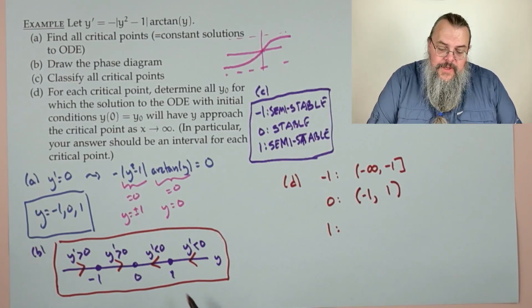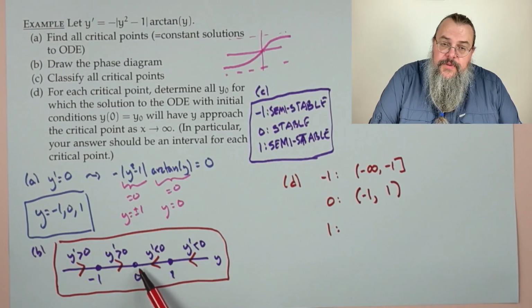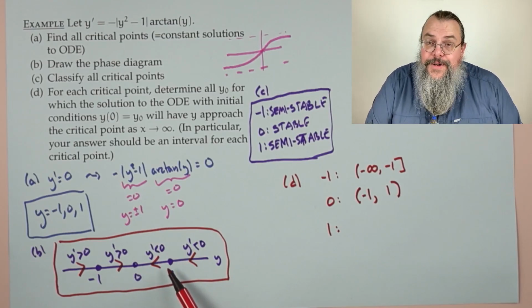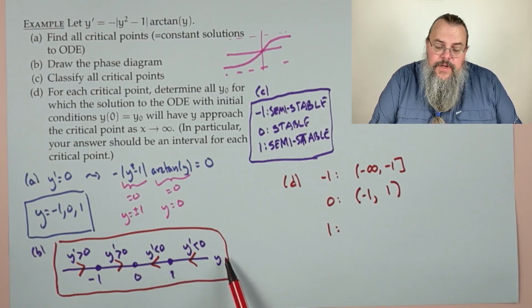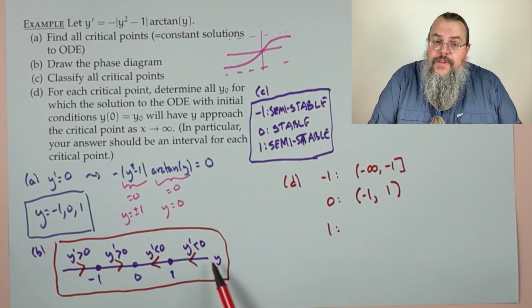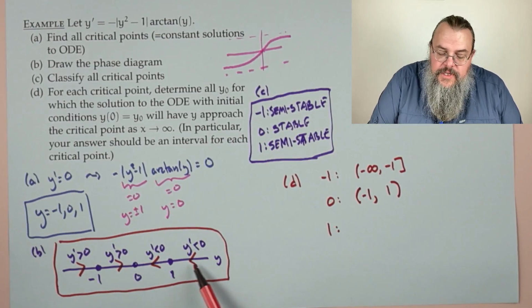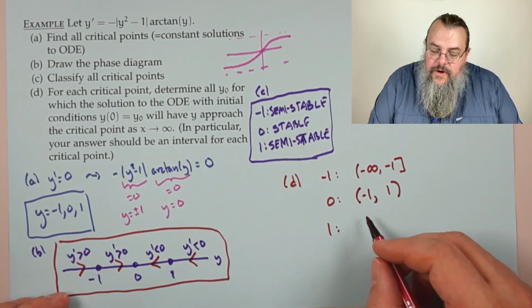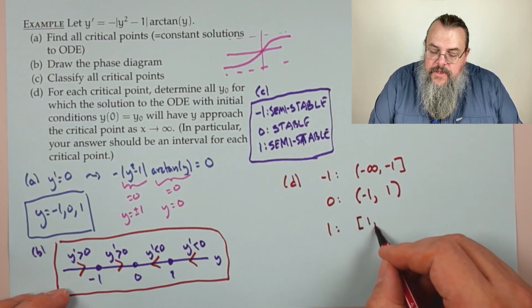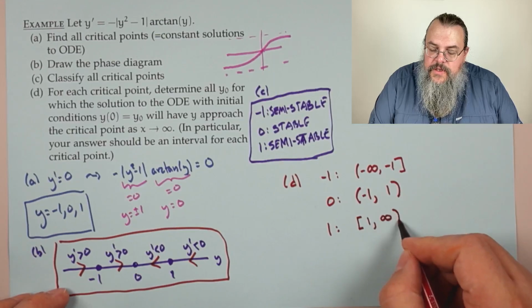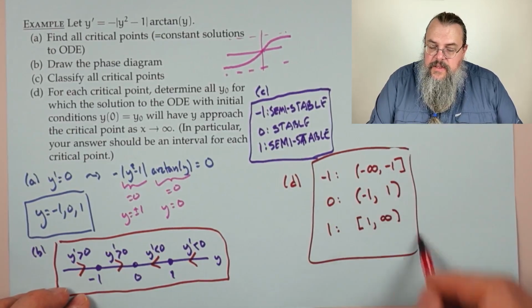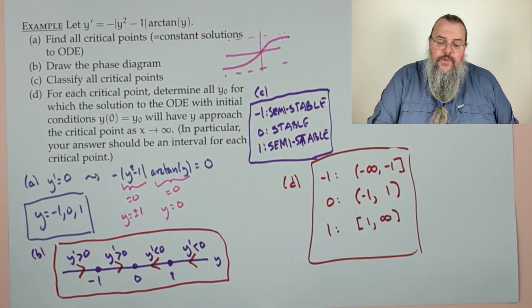Finally, for 1, well, we know if we're below 1, we drift to 0. And then if we are 1, we stay at 1. Great. And if we're above 1, we drift down. So that tells us, oh, we're drifting down, and so we're going to move to 1. So our answer is everything starting at 1 and larger. 1 to infinity. All right, and that's the answer. That's it. Those are the intervals.